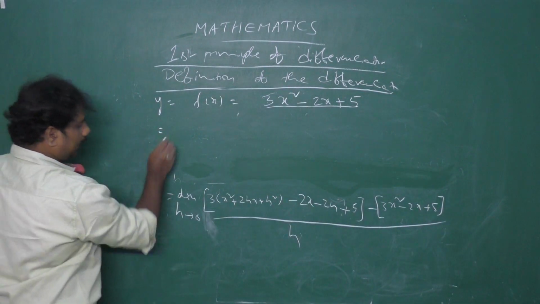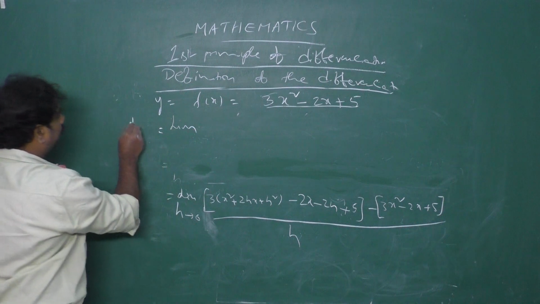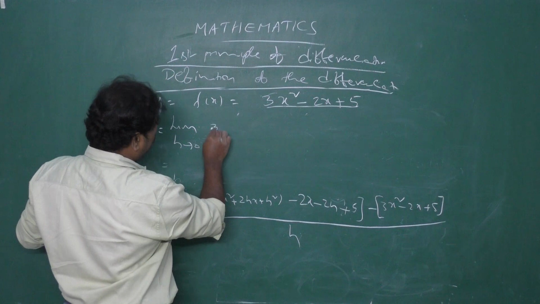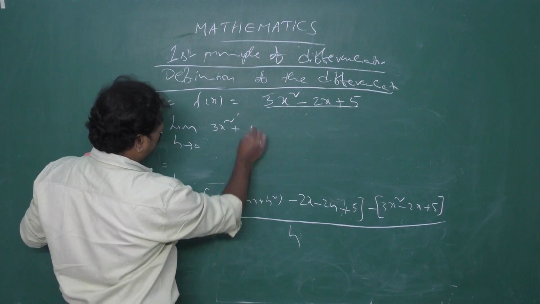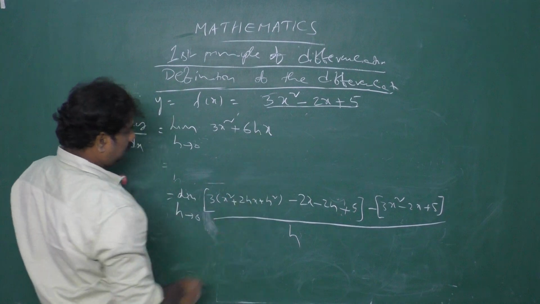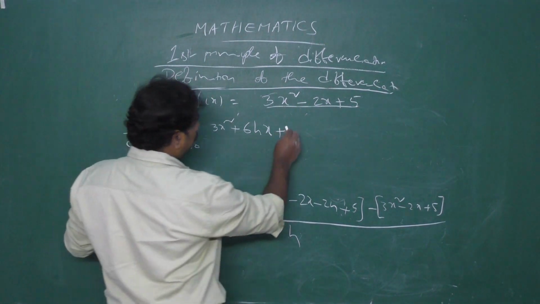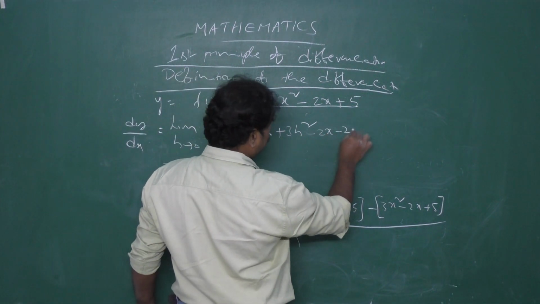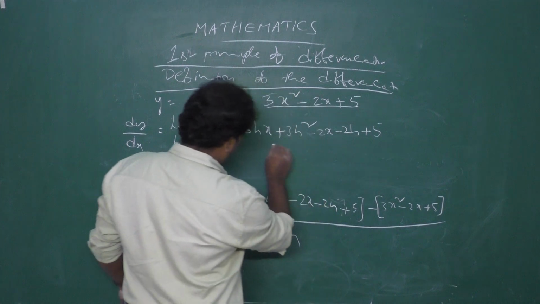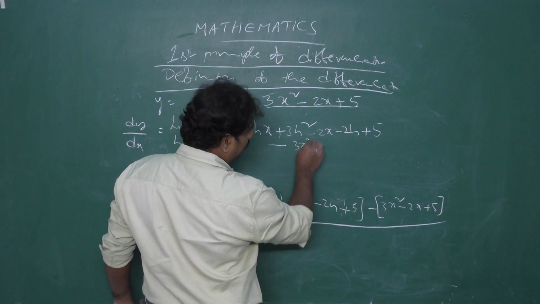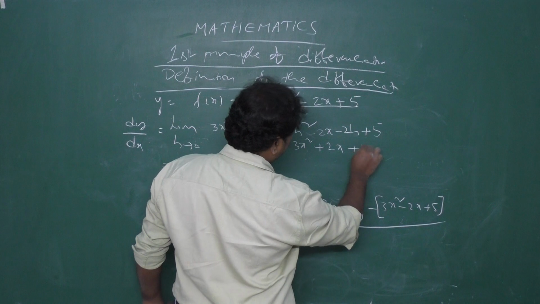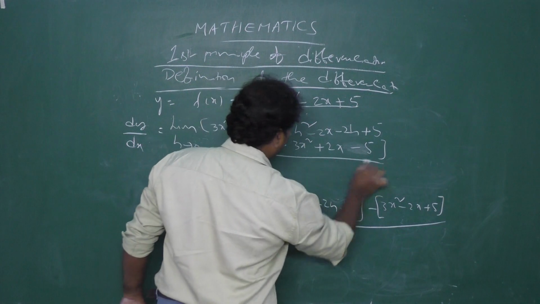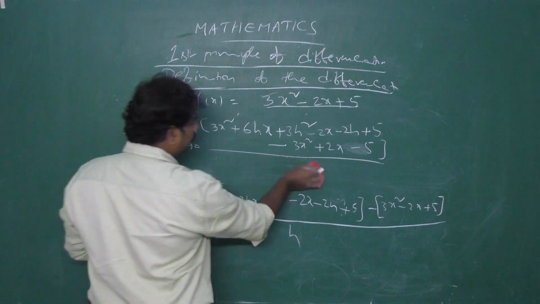Right. What will come here? Limit. Actually, what we are finding out? dy by dx, limit h tends to 0. Simplify: 3x square plus 3 2x h plus 3h square minus 2x minus 2h plus 5 minus 3x square plus 2x minus 5, whole by h. Are you following me?